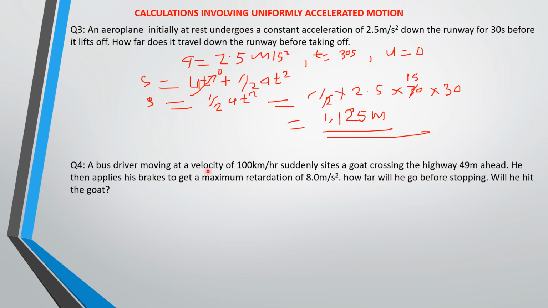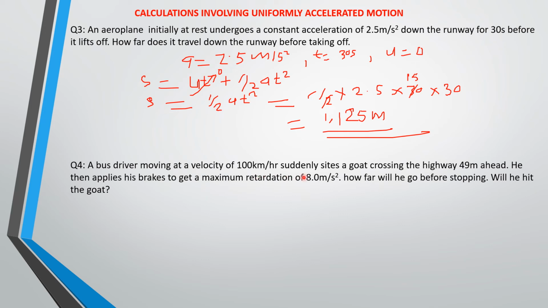So if you look at this question, you are given an initial velocity of 100 kilometers per hour, and you are not given the final velocity, but you are given the retardation. With this, which equation applies? Time is not given here. As far as time is not given and you are looking for distance, the third equation of motion applies.